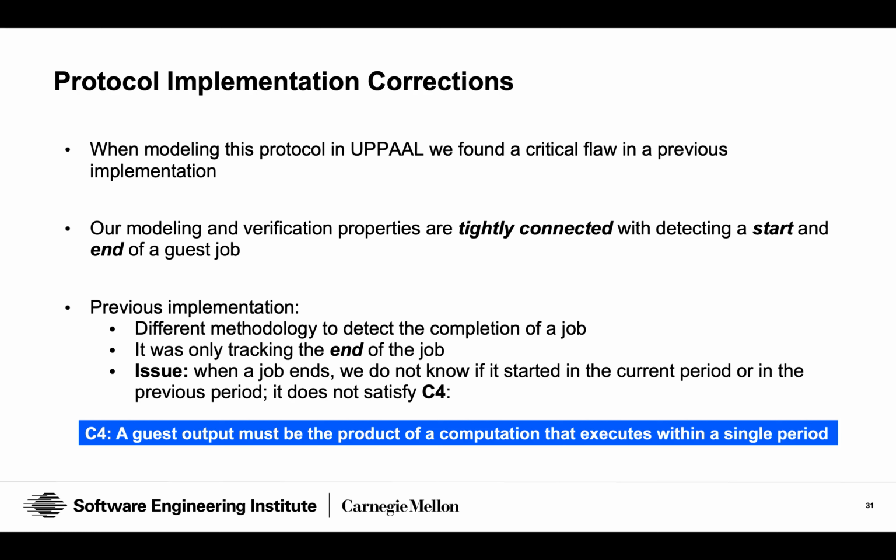In the previous implementation and earlier models, we used a different methodology to detect the completion of a job. In particular, we would only track the end of the job. However, this has an issue: when a job ends, we do not know if it started in the current period or in the previous period. And this would break property C4, which says that a guest output must be the product of a computation that executes within a single period.